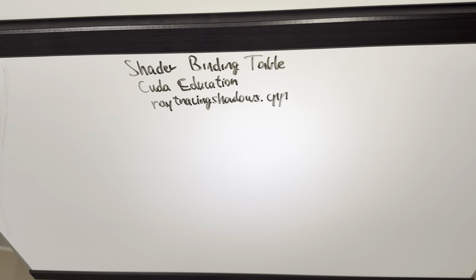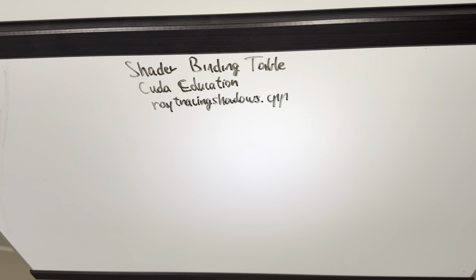Basically, I really want to tackle the shader binding table and how it relates to everything in our algorithm. It's sort of been a sticking point for me. It's going to be involved, but I'm trying to make it as quick as possible.